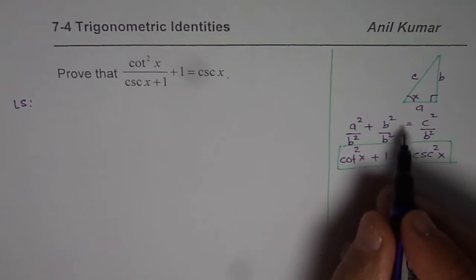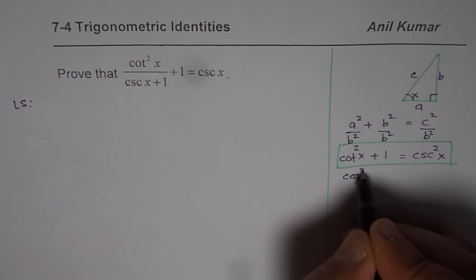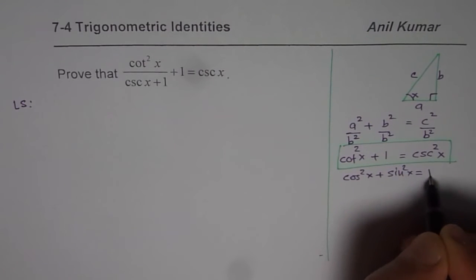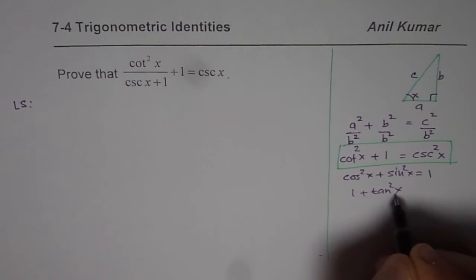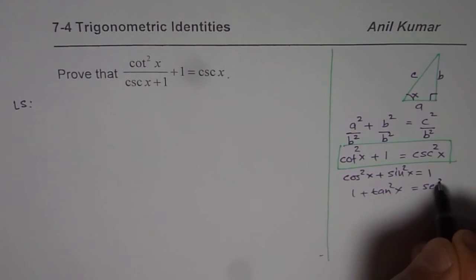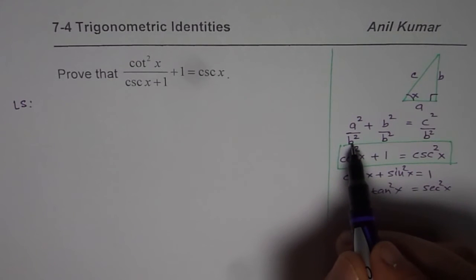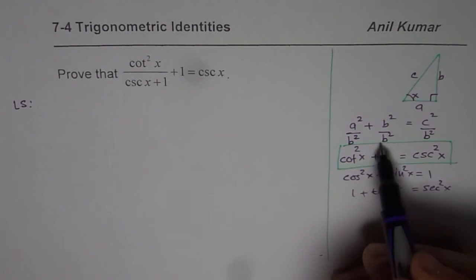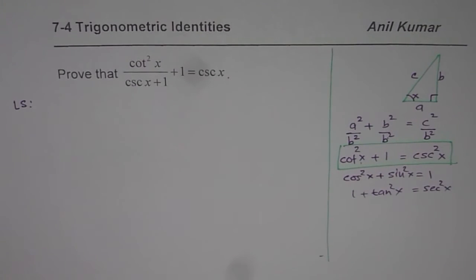Once you know it, you don't really have to prove it. It's an identity just as you use cos square x plus sine square x equals 1. And you also use 1 plus tan square x equals secant square x, right? All have the same derivation. The only thing is, once we divide by c square, once we divide by a square, and this time we are dividing by b square to get these identities. I hope you appreciate this concept.